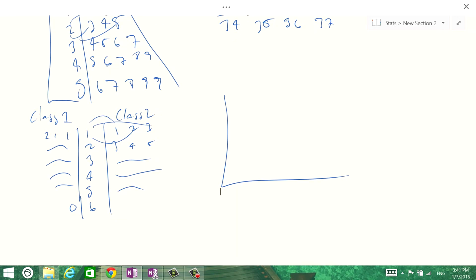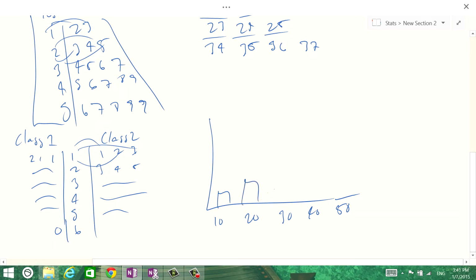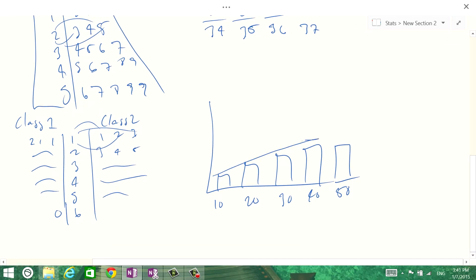So we have kids in the 10s, 20s, 30s, 40s, and 50s. And so we had 2 kids in the 10s, 3 in the 20s, 4 in the 30s, 5 in the 40s, and we also had 5 in the 50s. And so as you can see, that's generally increasing.